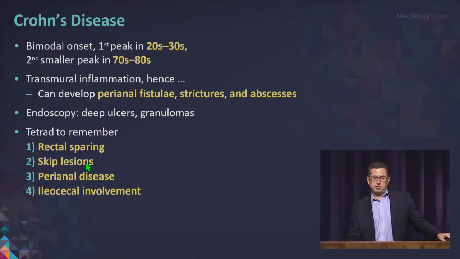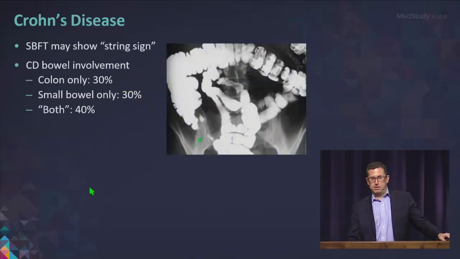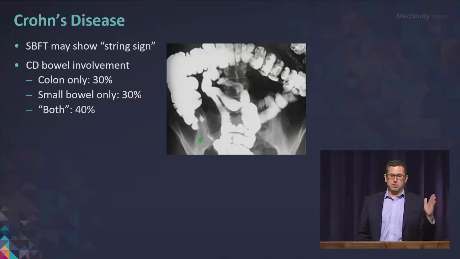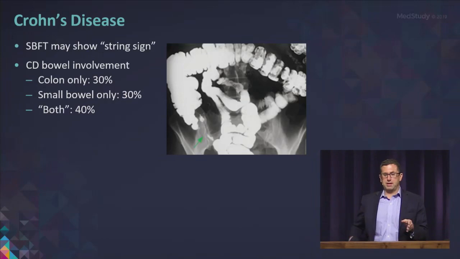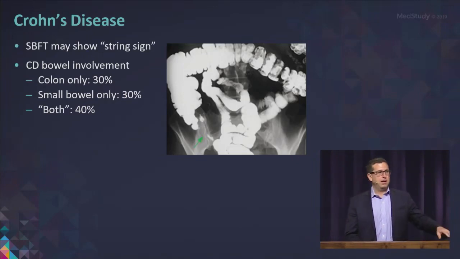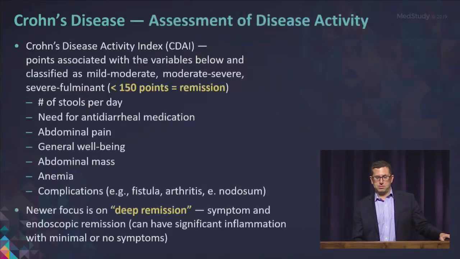The tetrad to remember is rectal sparing, which is often seen in contrast to ulcerative colitis, which always involves the rectum. You'll see skip lesions, perianal disease, and ileocecal involvement. This is an X-ray of a small bowel follow-through. You could see here that the small bowel is narrowed and tethered to each other, which would be typical of Crohn's disease. Traditionally, it's been felt that you'll see colon disease only in about 30%, small bowel disease alone in 30%, and both small bowel and colonic disease in about 40% of cases of patients with Crohn's disease.